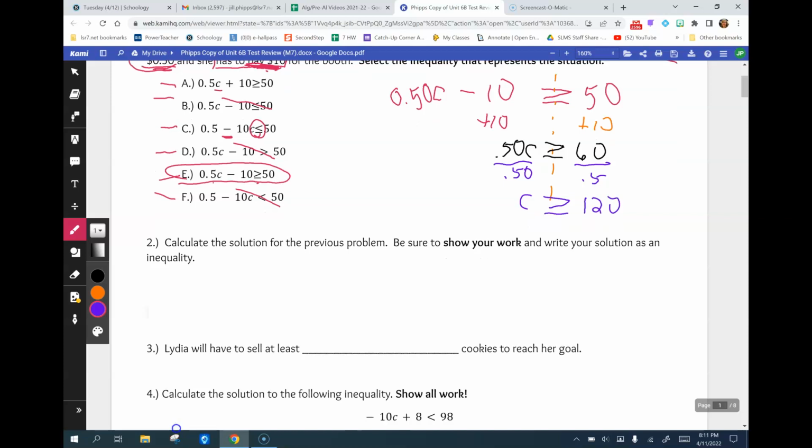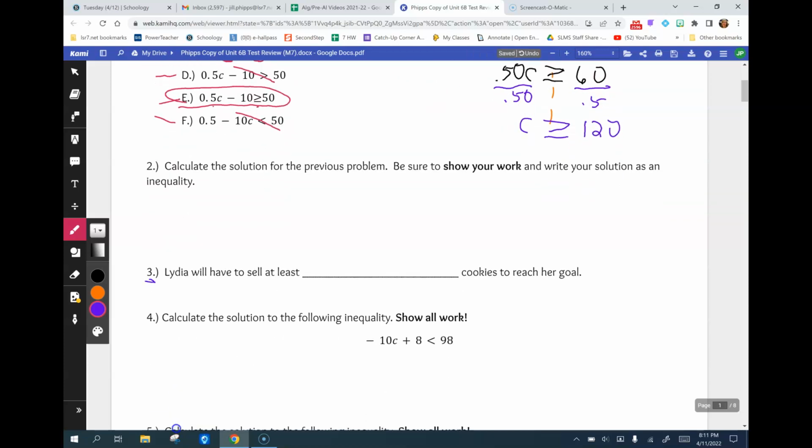Okay? Now, what does that mean? We'll come down to number 3. Lydia will have to sell at least how much? 120 cookies to reach her goal. Or we might have written it as 120 cookies or more. That would have been the same thing.